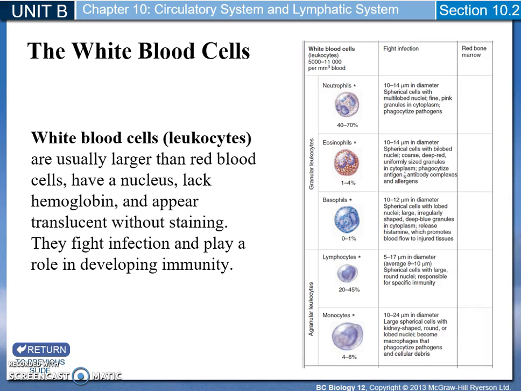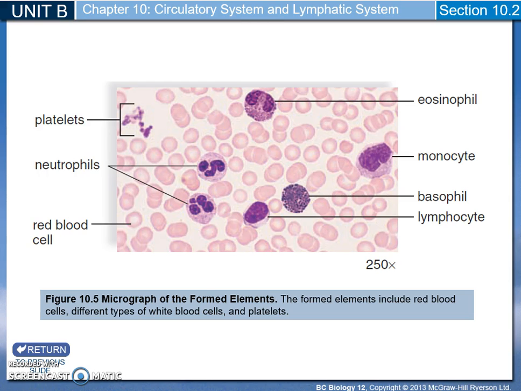And they do have a nucleus as opposed to the red blood cells, which do not, and they appear more translucent without stain. So they're not that easy to observe under a light microscope, especially without having some kind of stain on them. So usually if you see images of these, then they will be treated with a particular kind of stain so that they can be visualized under the light microscope.